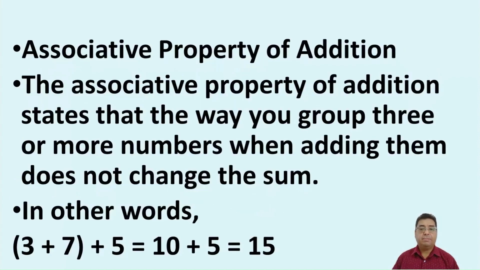The associative property of addition states that the way you group 3 or more numbers when adding them does not change the sum. So in other words, if you have 3 plus 7 plus 5, that's basically going to be the same as 10 plus 5 equals 15. Okay, so what you're basically doing is, the parentheses down here that 3 plus 7 is inside of, you're going to add that, and then you're going to add 5 and get 15.